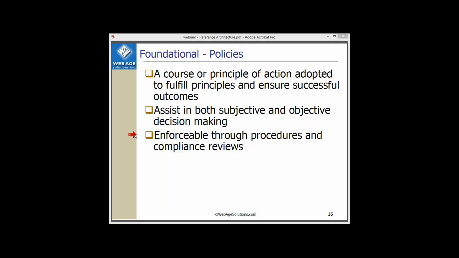And just like standards, policies are enforceable, and oftentimes they're worth creating because it allows us to create procedures that are backed by a policy. So there's kind of a lineage, and then when we have those procedures, we can hold formal compliance reviews to make sure that those procedures and policies are being adhered to.